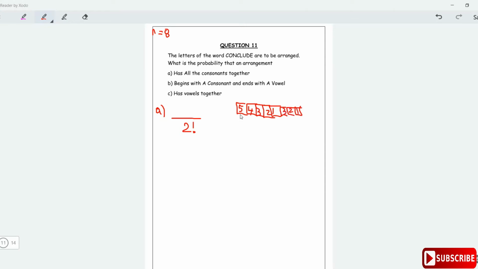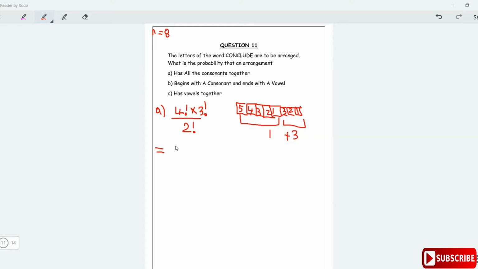But guess what? Think of these 5 consonants as one thing and these 3 as one thing. So it's like you have 1 plus 3, which equals 4. So in the numerator, it's going to be 4 factorial times, most important part, times what? 1, 2, 3, which is 3 factorial ways of arranging this. That's going to be your answer. That's part A: 4 factorial times 3 factorial over 2 factorial.